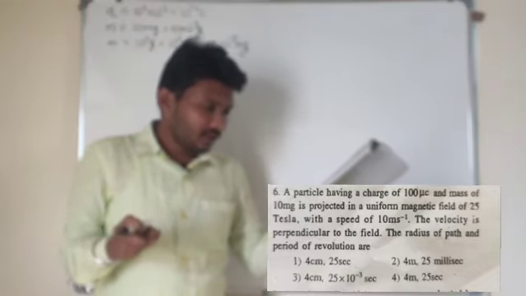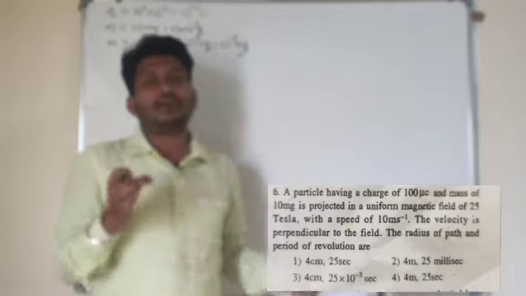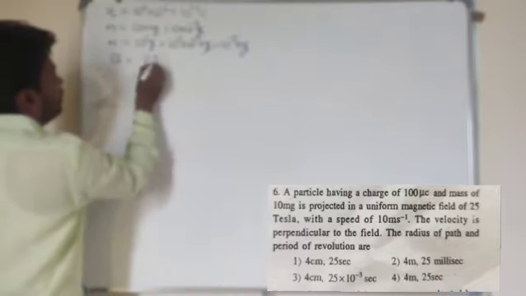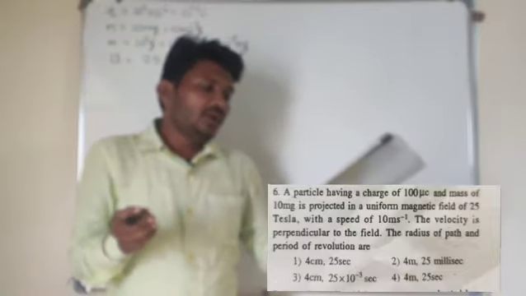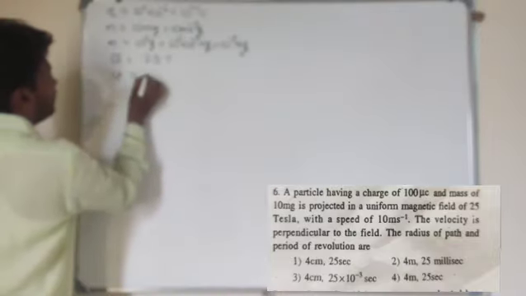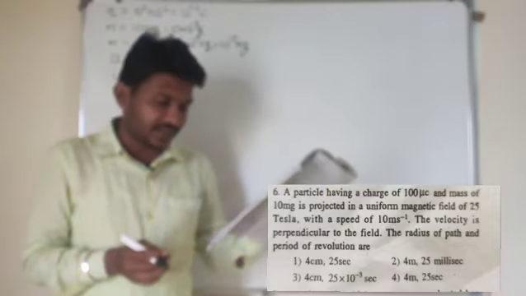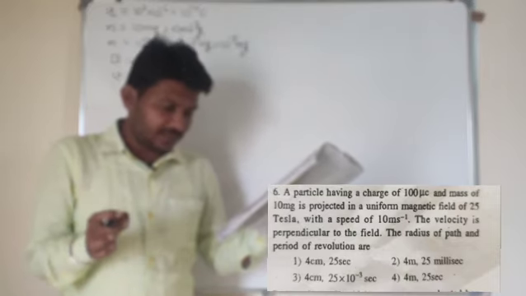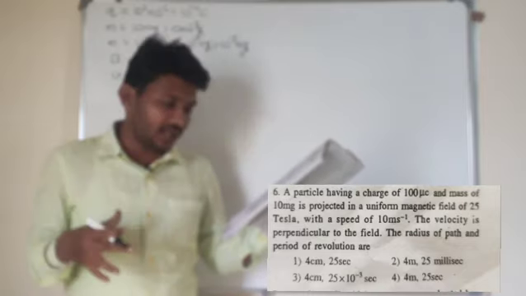Then it is projected in a uniform magnetic field of 25 Tesla. It is projected, which means the charged particle is projected in a uniform magnetic field. Its magnitude is 25 Tesla, with a speed of 10 meter per second. What is the speed of the charged particle? The speed of the charged particle is 10 meter per second. The velocity is perpendicular to the magnetic field, which means the theta value is 90 degrees.